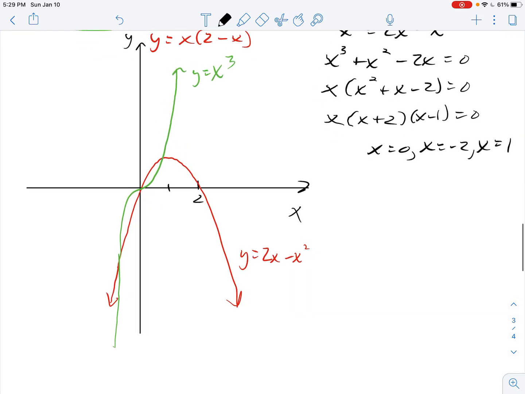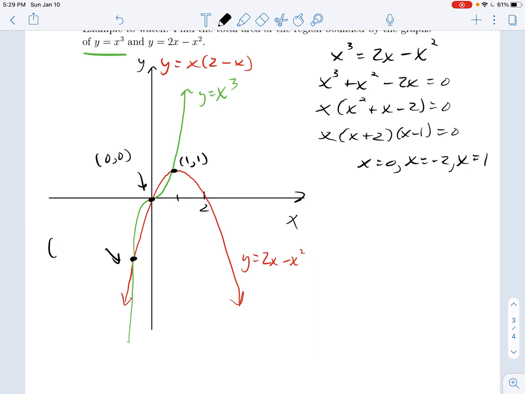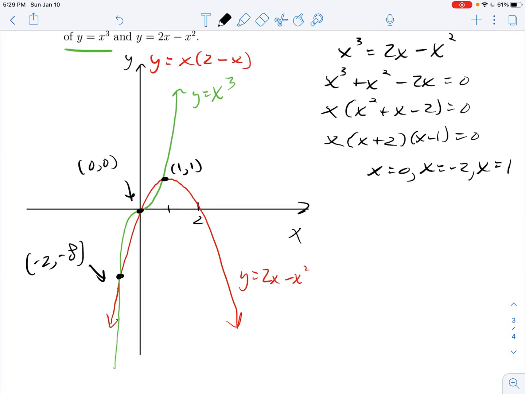So my picture isn't quite to scale, but this intersection here is occurring at x equals 1. You could check that that's 1 comma 1. This intersection is occurring at the origin. And then this one here is not as obvious, but it's occurring when x is negative 2, and you could check from either formula that y is negative 8. This is a schematic diagram. We accept that it is not perfectly accurate. It's just there to organize the information.